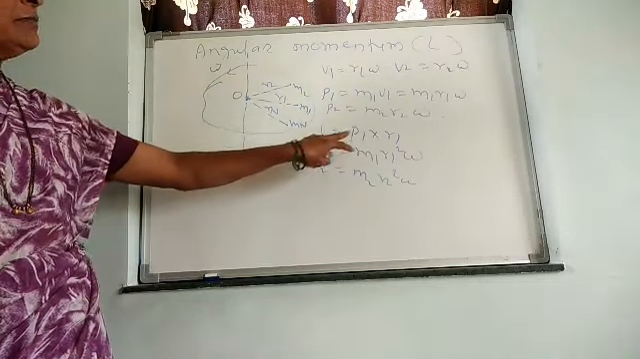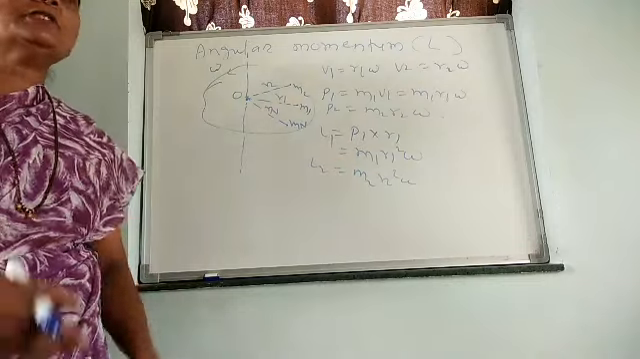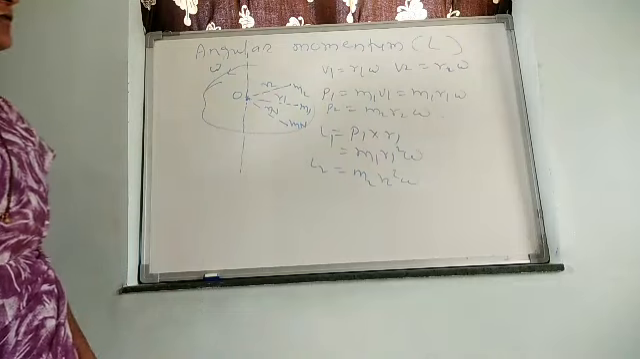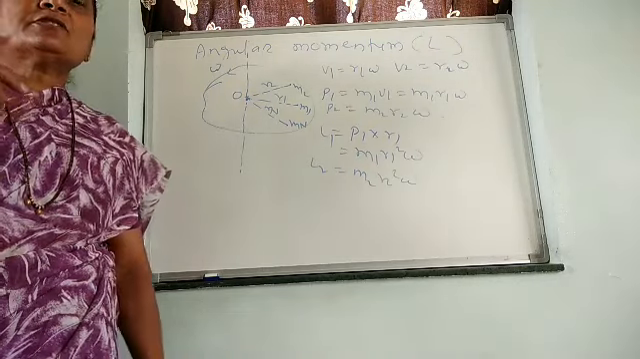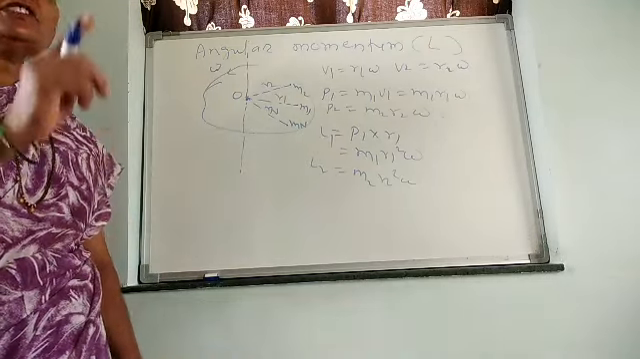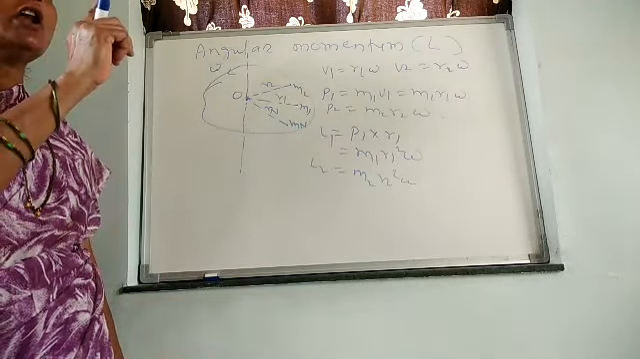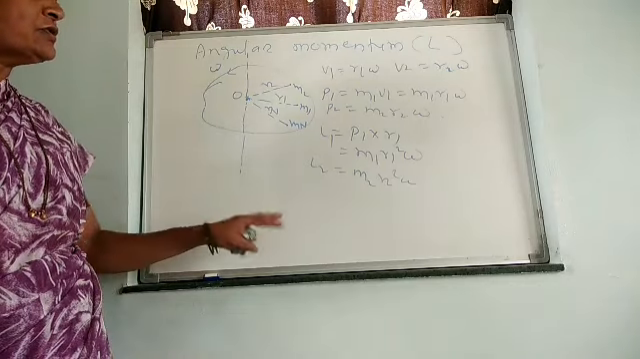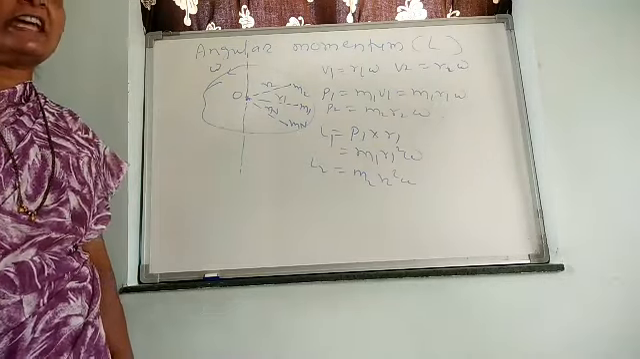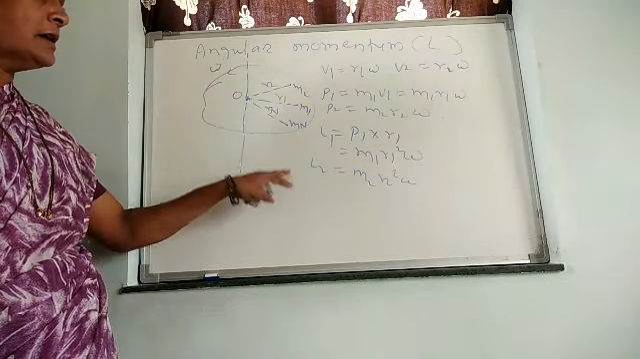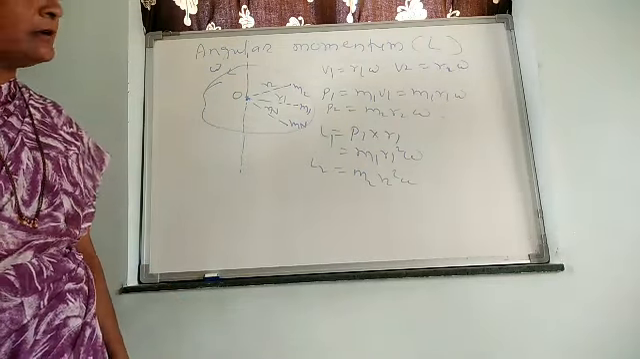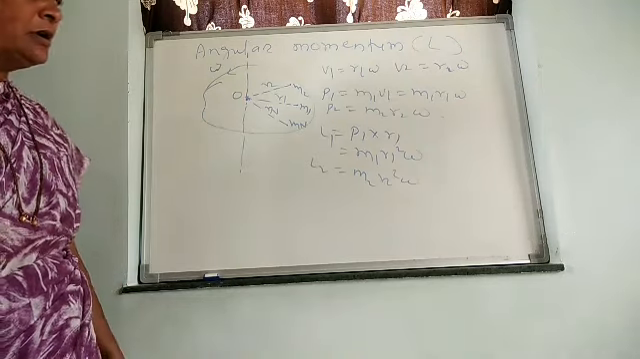You have to remember that angular momentum is the moment of linear momentum. It is a product of linear momentum and the perpendicular distance from the axis of rotation. As we have seen, when a rigid body rotates about a fixed axis of rotation, all of these angular momenta are also along the axis of rotation. That means we can find the direction of angular momentum with the help of the right hand thumb rule, and the angular momentum is also directed in the direction of angular velocity omega, that you have to remember here.